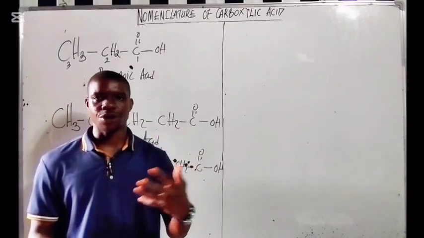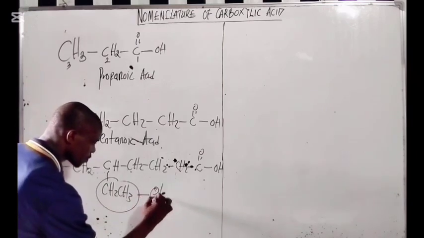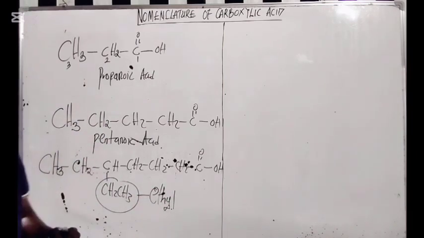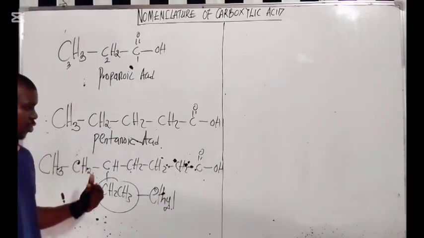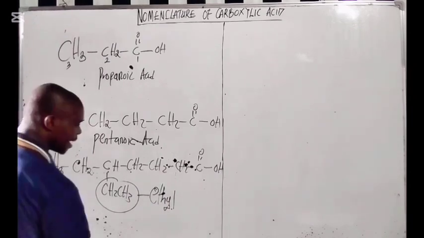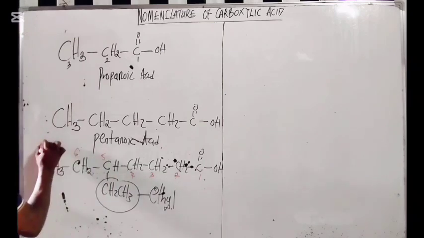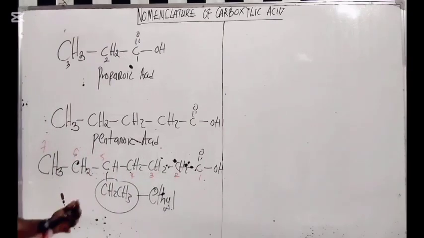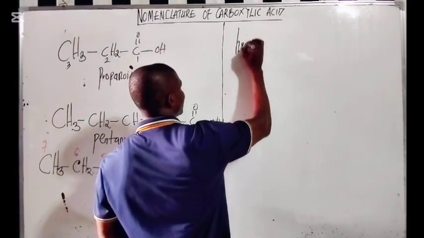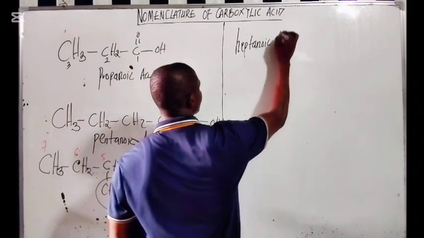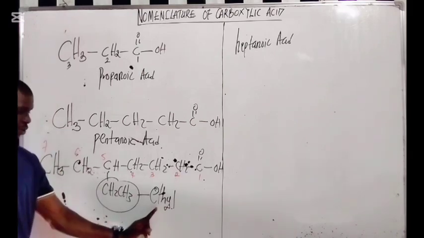So the longest continuous carbon chain that contains the functional group is my parent chain. This group here is called the ethyl, and the ethyl is going to be the substituent. The carbon atom that carries the substituent is always numbered as low as possible. If I number it here, 1, 2, 3, 4, 5, 6, and 7. Before that, what is the parent name first? Because here we have 7, it's going to be heptanoic acid. Now, at carbon number 5, I have an ethyl group.